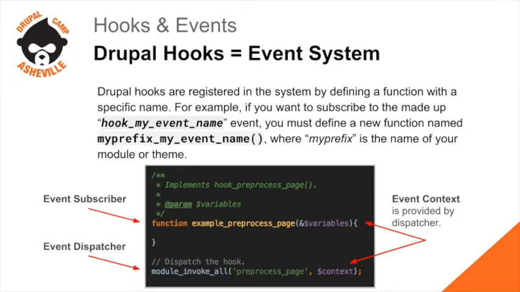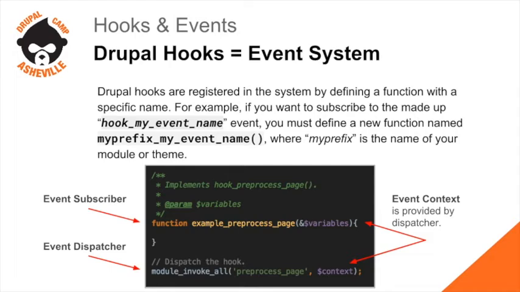Say in this example, my module is named example. So there is a hook called hook preprocess page, and my module, which is named example, is subscribing to that hook by defining a function. And Drupal is basically saying, for each module in the system, if module name preprocess page exists, execute it. And that's how Drupal hooks work.